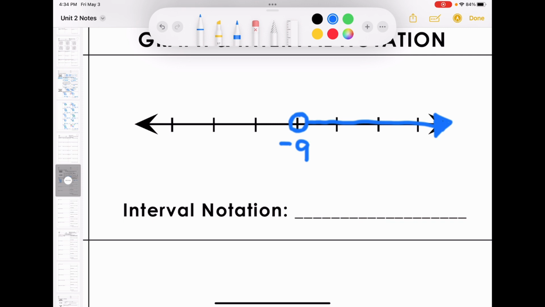Now we're adding the new thing, which is interval notation. So this is basically saying that x is greater than negative 9. So x can be from negative 9 all the way up to positive infinity. So negative 9 is an open circle. I'm going to use a parentheses. Then I'm going to write negative 9. And then since this is pointing to the right, it's pointing to positive infinity.